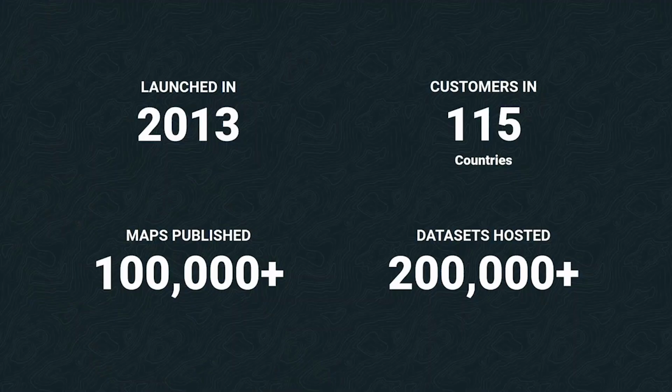So a little bit of the history of Mango. We launched in 2013. We have customers around the world. I think at the last count, it was 115 countries. We've had over 100,000 maps published on the platform. And we've also had over 200,000 data sets published with Mango. These numbers are going up every day, and we hope to see you guys on the platform soon, adding to the map published numbers and adding to these data sets and getting value from our system.